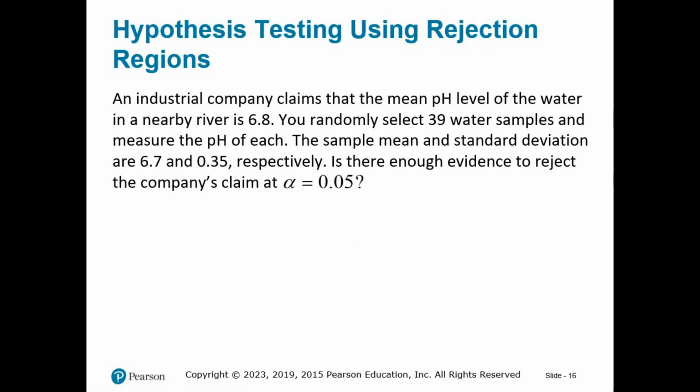So first we ask the question, did they give us population standard deviation? No, they gave us sample standard deviation, but not population standard deviation. Next, is the sample random? Yes. Is the population normally distributed, or is the sample size at least 30? The sample size is 39, so we can proceed. Now it's time to write a hypothesis. What is the claim? They are saying that the mean pH level of the water is 6.8. So it's equals. So that is which kind of hypothesis? That would be the null hypothesis. So pause the video to write your hypotheses.